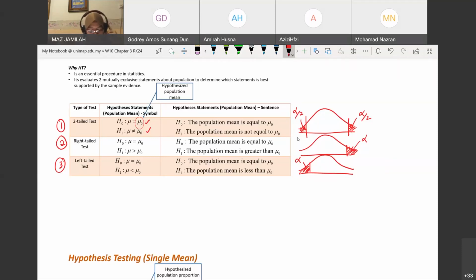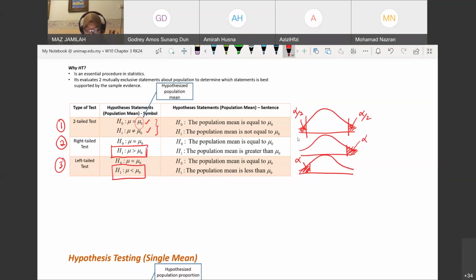Now, if this is two-tailed test, this is how it looks like in terms of the notation of the statements of your hypothesis. If we have right tail test, what happens is that the indication is at the alternative statement. The same goes to the left tail test. Your statement that refers to left or right will be at the alternative statement.